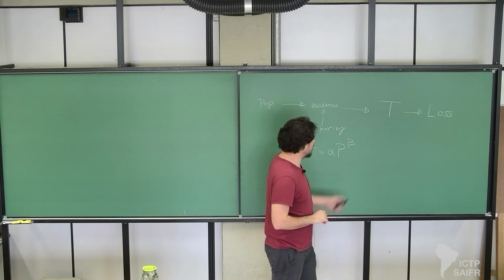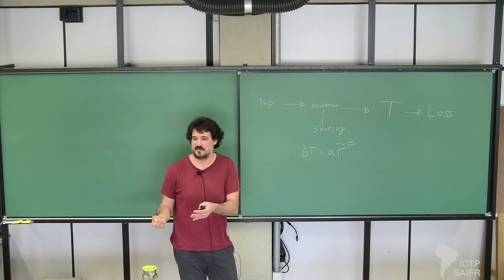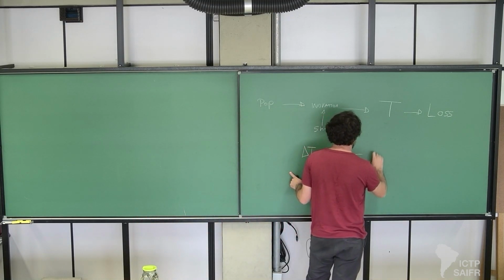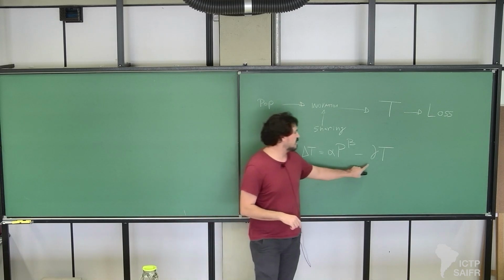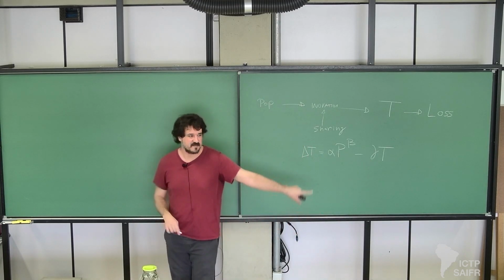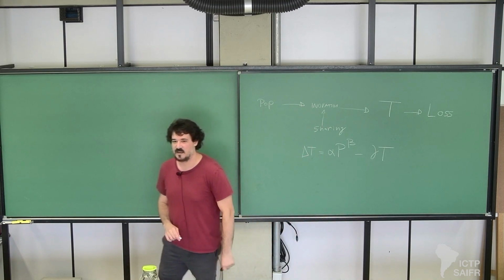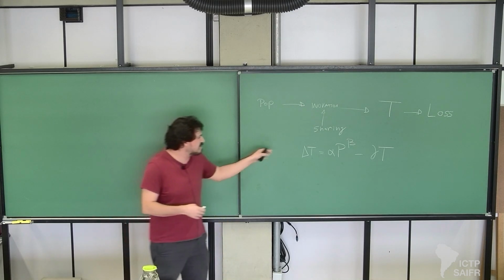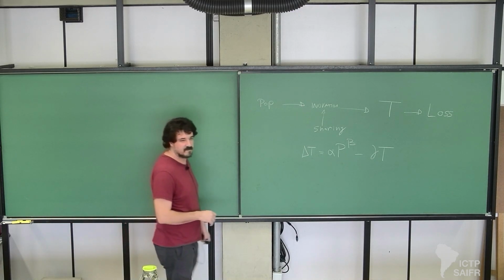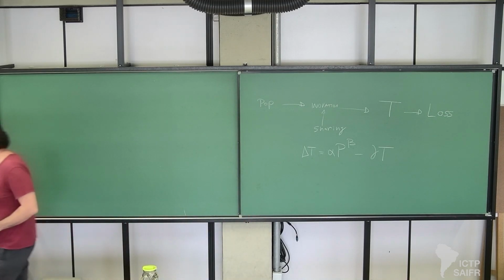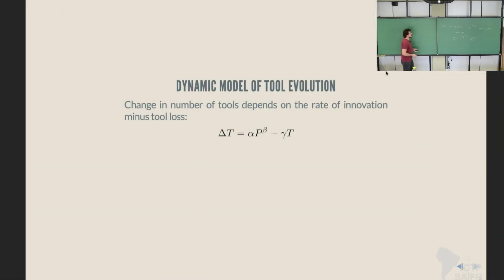Okay. Now we have to include the loss, right? And the loss, what is it proportional to? Well, it has to be proportional to the number of tools, right? You can only lose tools if you have them. So this is sort of a death rate of tools. So this is the birth rate of tools and the death rate of tools, and this will generate our change in the number of tools. So this is basically a difference equation for the number of tools. Okay? So that's that equation there.